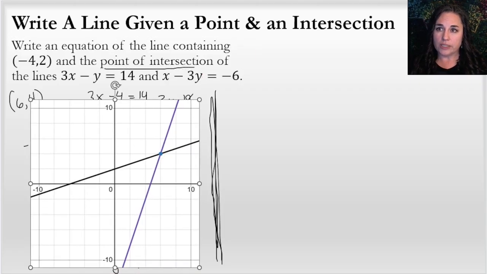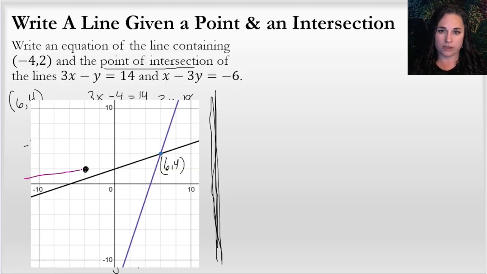So now that we have this point 6, comma 4, we need to create a line that also goes through negative 4, comma 2. Let me find negative 4. These are all 2's. Comma 2. It goes through that point. We need this line. This is the line that we actually want to find the equation for, through those 2 points. That's the line we're interested in.